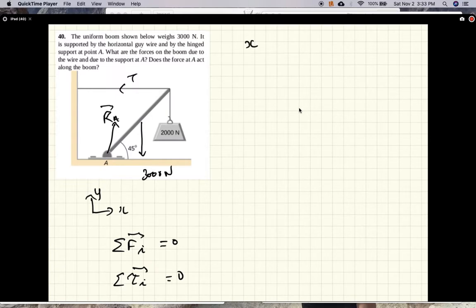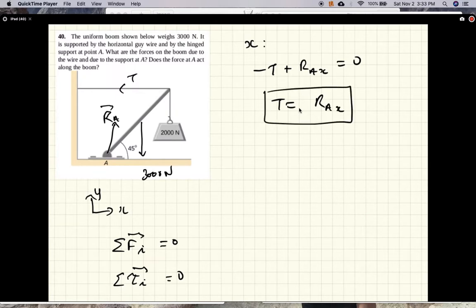Let's look at the x components. Minus T plus Rax should be 0. These other guys do not have an x component, this guy doesn't have an x component. So the tension in the guy wire is equal to the x component of the hinge force.